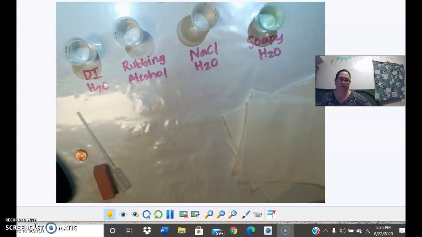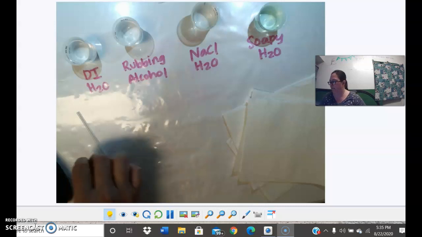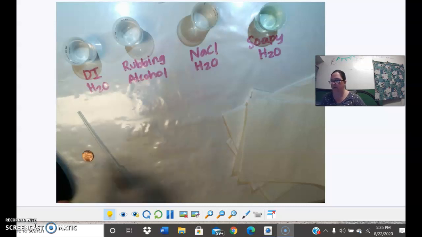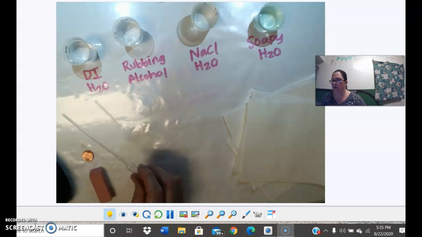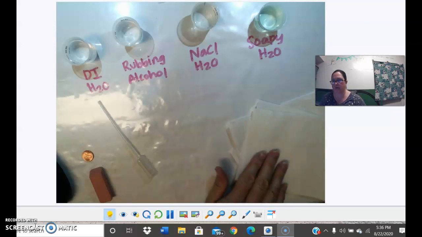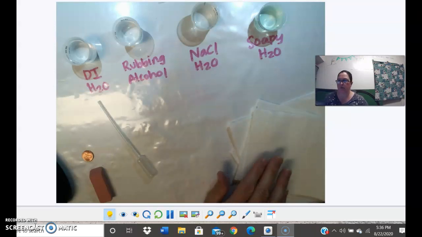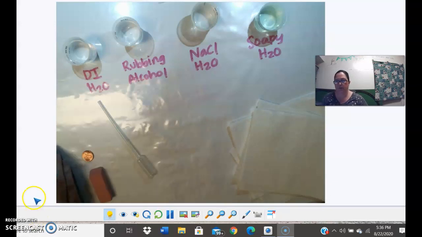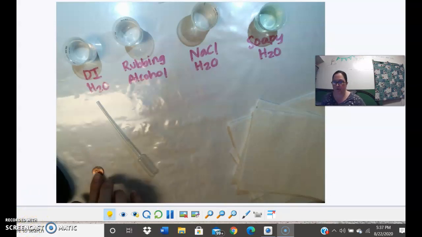If you need minimal tools at home to get this done, you need a penny, and I have an eraser because the best way to clean the penny is just to give it a good erasing. Dropper, and I have some paper towels because we do have to dry the penny in between each go.